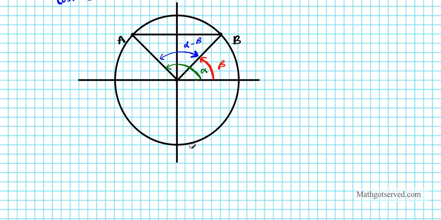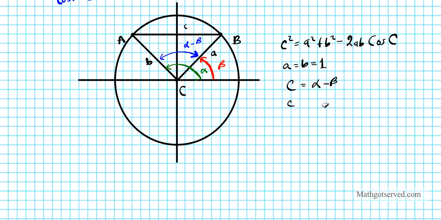Now let's find the distance between A and B first using the law of cosines. Let's call this angle big C, this side little c, this side little a, and this side little b. The formula is c squared equals a squared plus b squared minus 2ab cosine big C. Since this is a unit circle, a and b are the radius, which is 1, so a equals b equals 1. Big C is alpha minus beta, and little c is the distance AB.